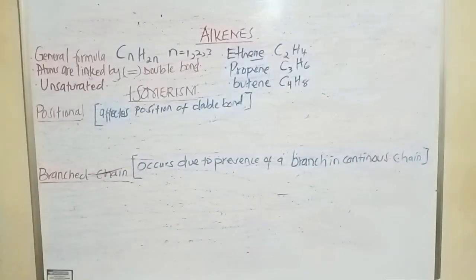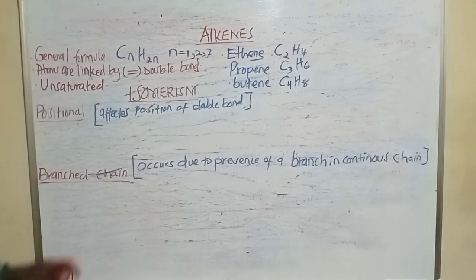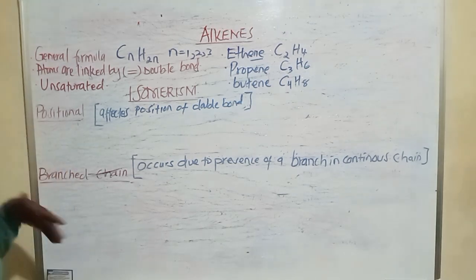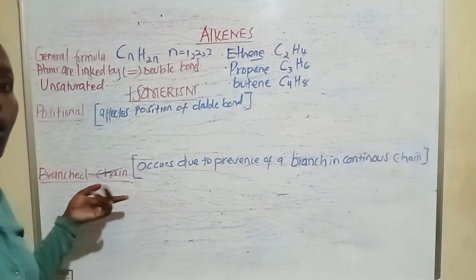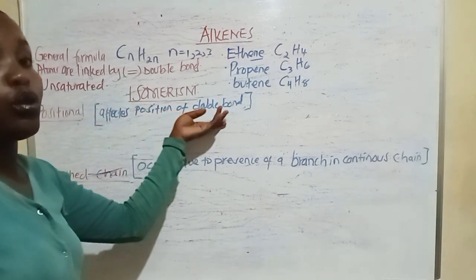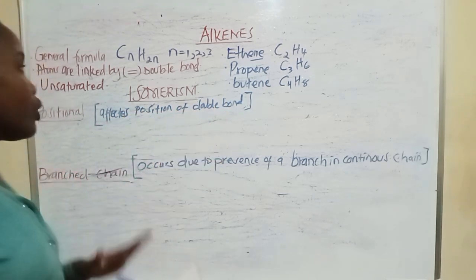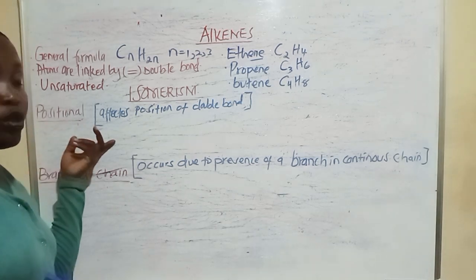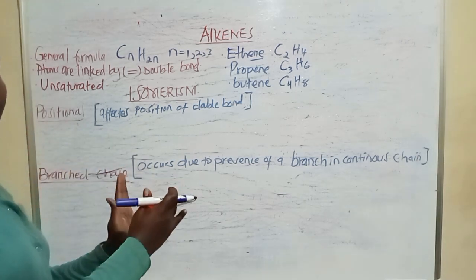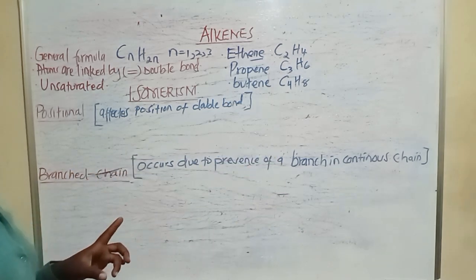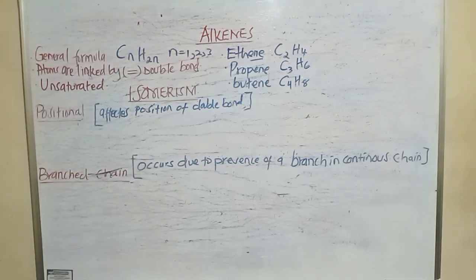Now, when you go to isomerism, what do we have? We say alkenes exhibit 2 types of isomerism: positional isomerism and branch chain isomerism. Positional isomerism is affected by the position of your double bond. So for you to have a positional isomer, you just shift the location or the position of your double bond in the longest carbon chain. Now let us do an example.